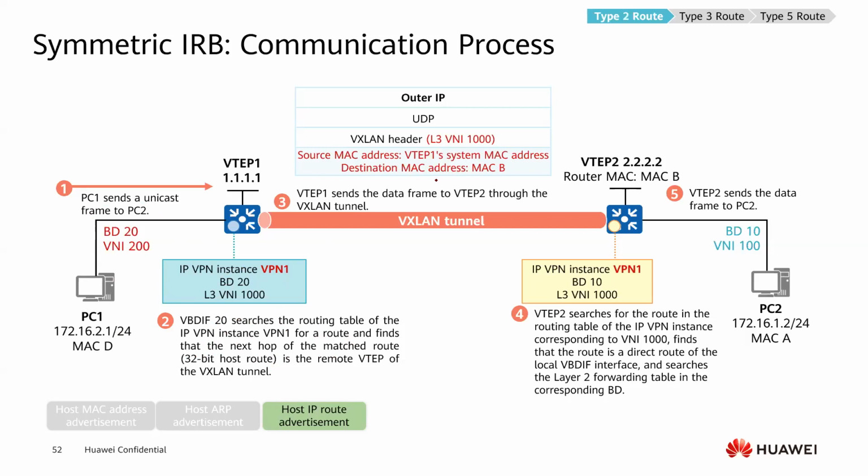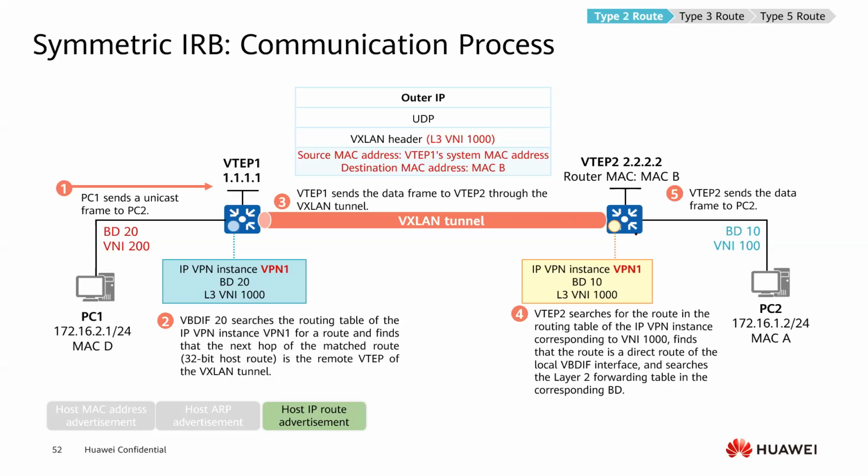You will find that the destination MAC address is MAC B. Notice the destination MAC address is the router MAC of VTEP2. It represents VTEP2 itself. And the source MAC address will be VTEP1's system MAC address. Another important thing we should notice is that the VXLAN header now carries the level 3 VNI information.